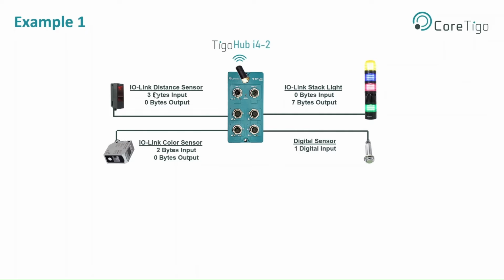In our live example, we will use the following hardware. Port 1 will have an IO-Link distance sensor with 3 bytes of inputs and 0 bytes of outputs. Port 2 will have an IO-Link stack light with 0 bytes of inputs and 7 bytes of outputs. Port 3 will have an IO-Link color sensor with 2 bytes of inputs and 0 bytes of outputs. And port 4 will have a simple digital input. Let's see how we configure these settings inside TigoEngine.